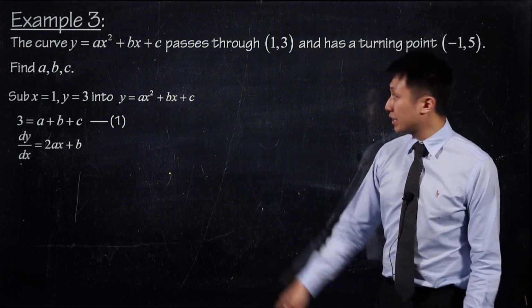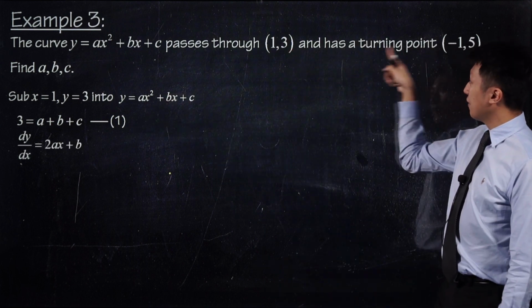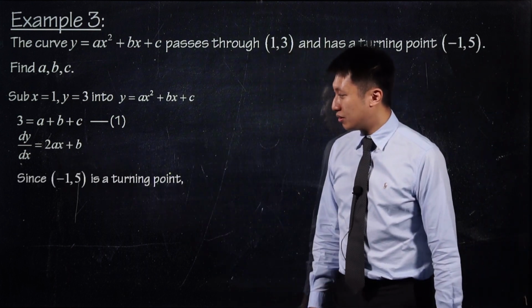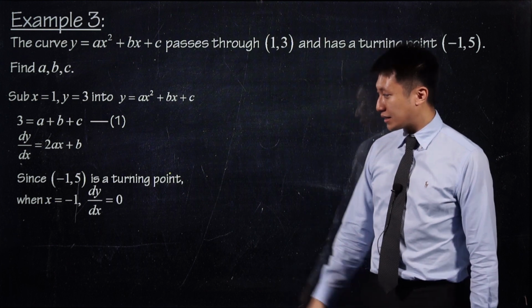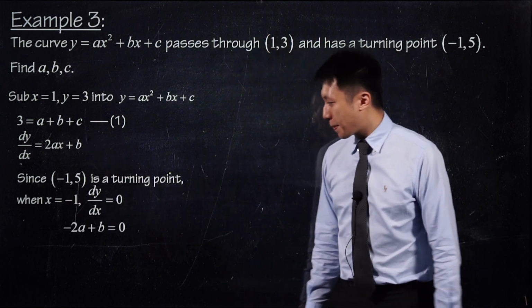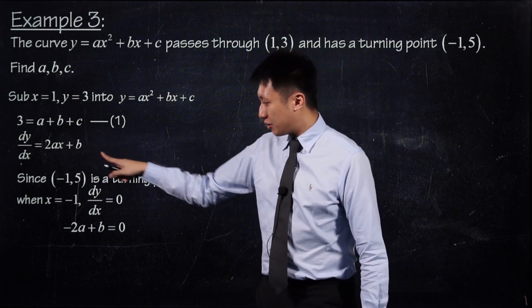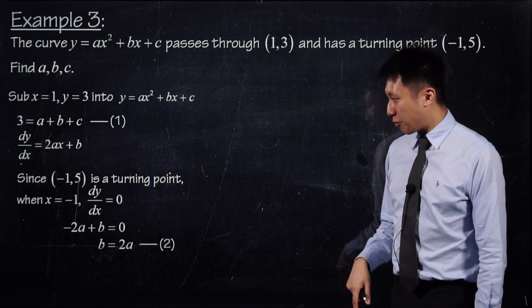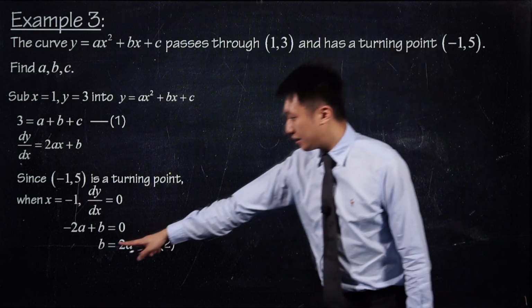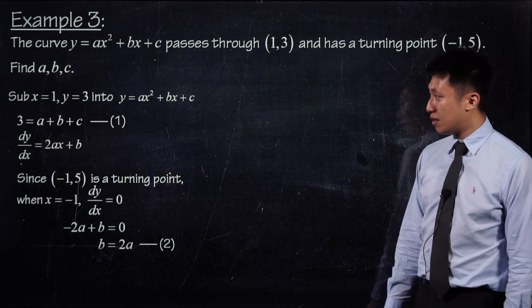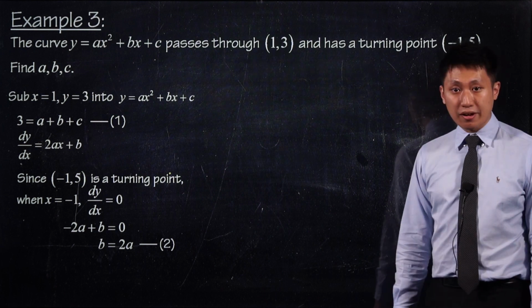Then I differentiate. I make use of this property. Has turning point. I differentiate, I get this one. I set it to be equal to 0. Then I get x equal to -1. So this one equals 0 and x equal to -1. So I will get this. Okay, b is equal to 2a.